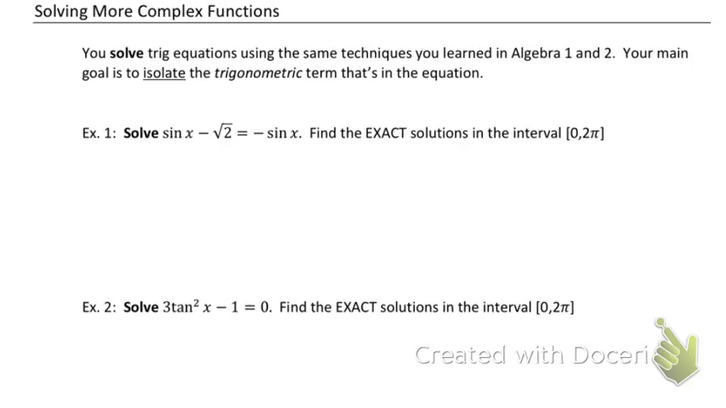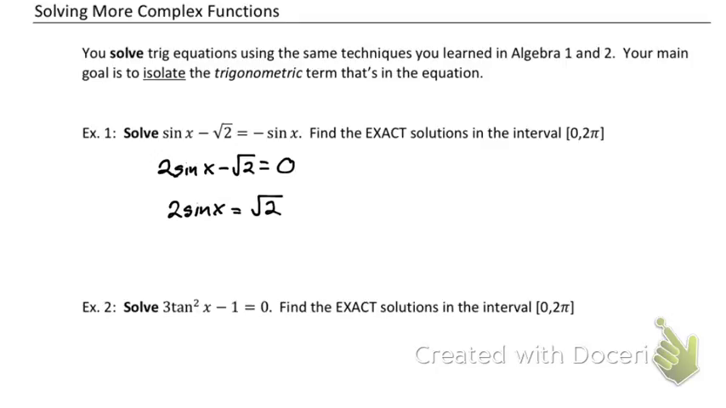Alright, so we have sine x minus square root of 2 equals negative sine x. I'm going to put all the sine x's on one side, which means I'm going to add sine x to both sides, and that will give me 2 sine x minus square root of 2 equals 0, because I just moved that negative sine x to the other side. Now I have to add square root of 2 to both sides. That will give me 2 sine x equals positive square root of 2, or just square root of 2.